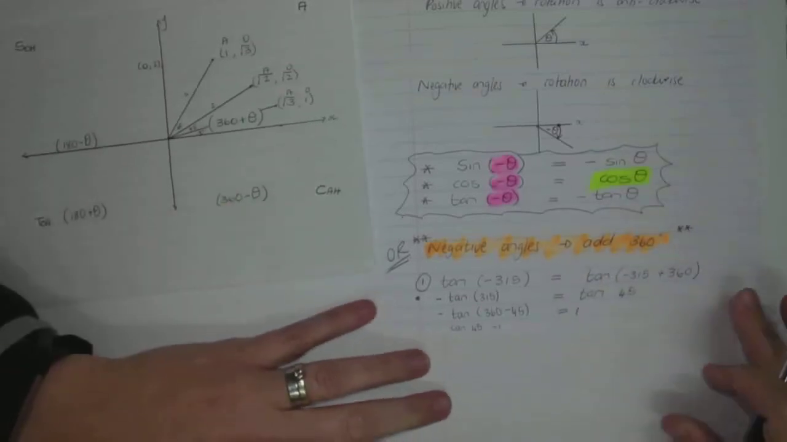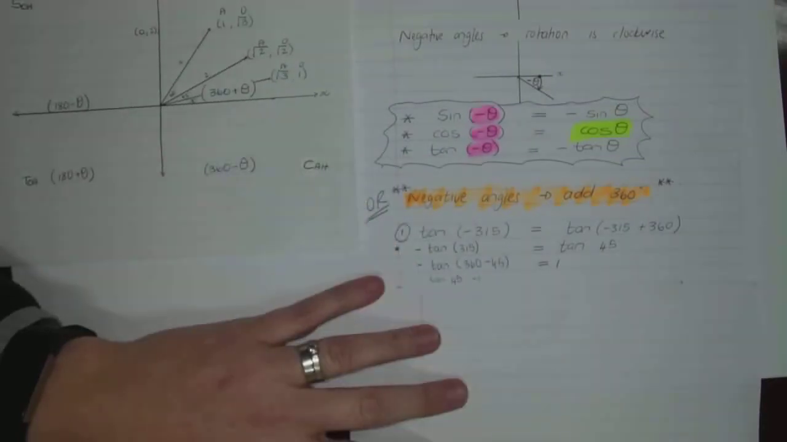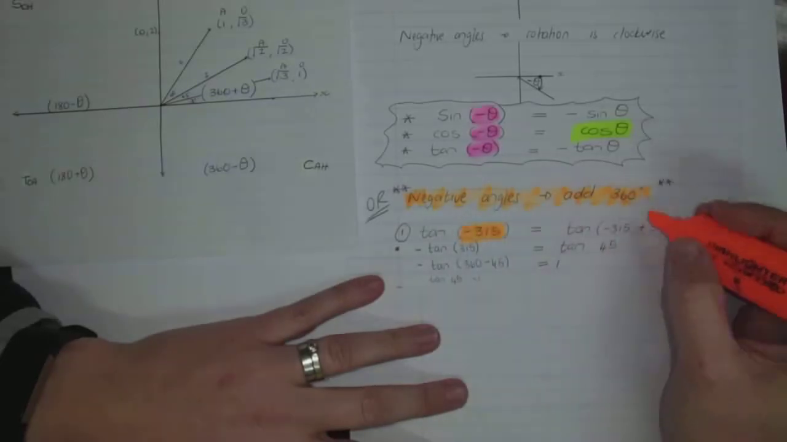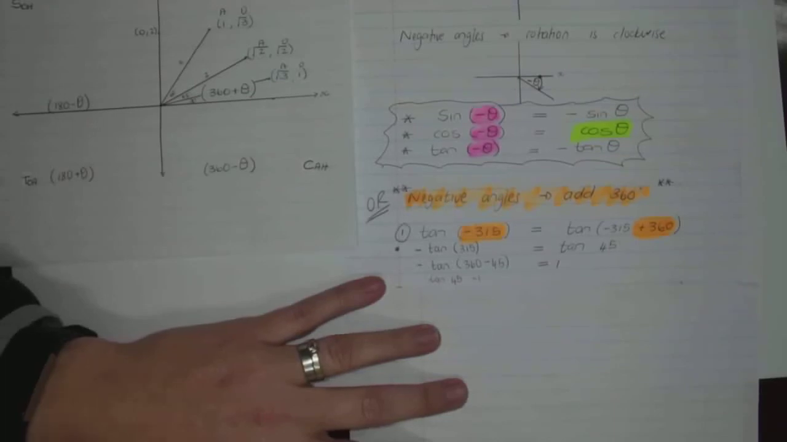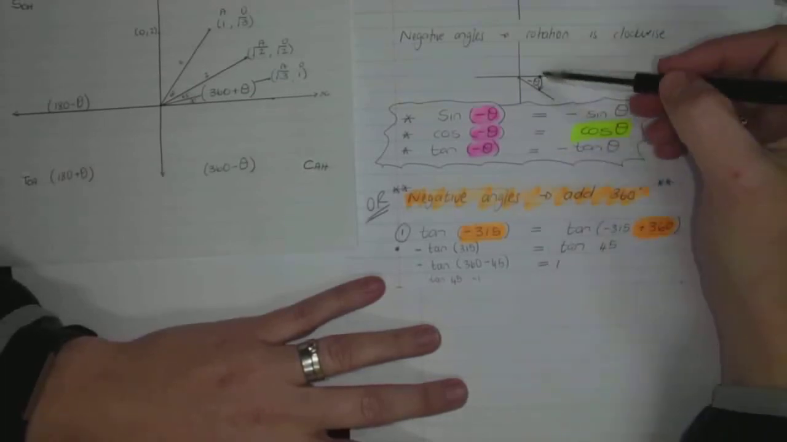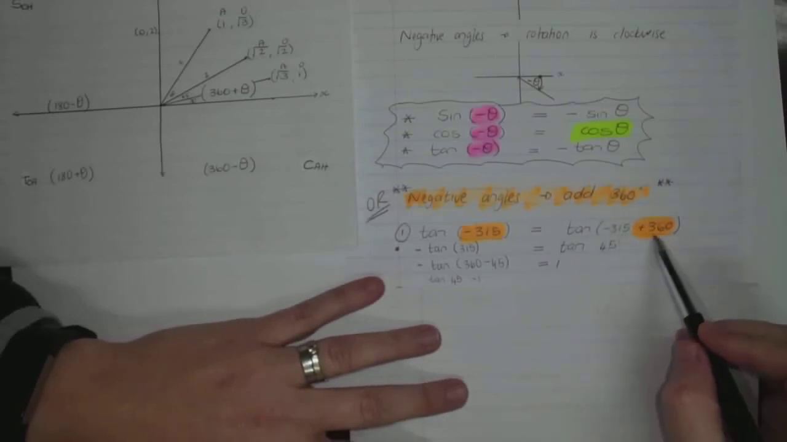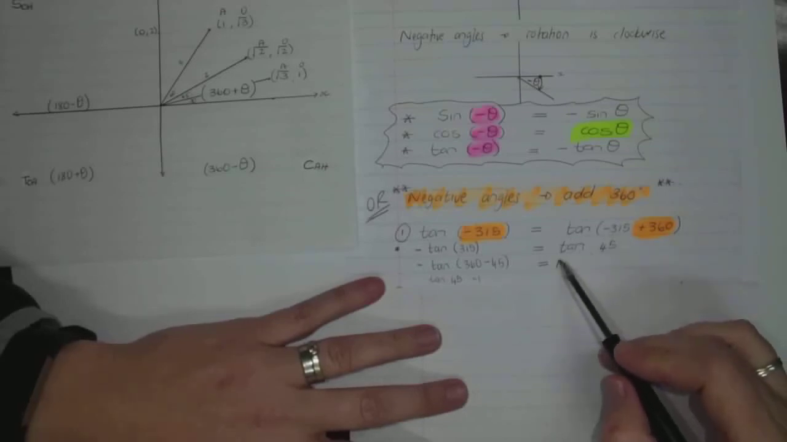Or you can simply go and say, hold on, you are not going to catch me out. When I see a negative angle, I am immediately going to add 360 to it. Okay, which means I will spin 360 degrees around, which will make it positive. So minus 315 plus 360 is 45, and tan 45 is square root 2 over square root 2, which is equal to 1.